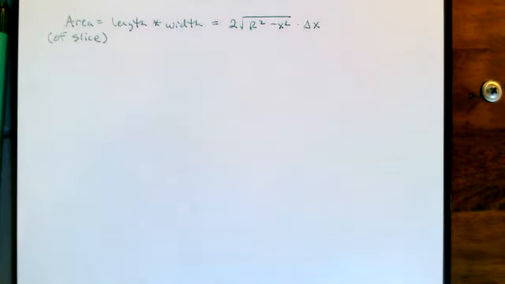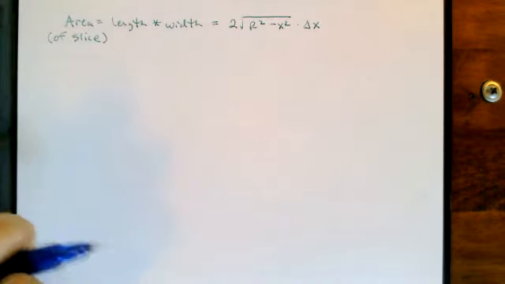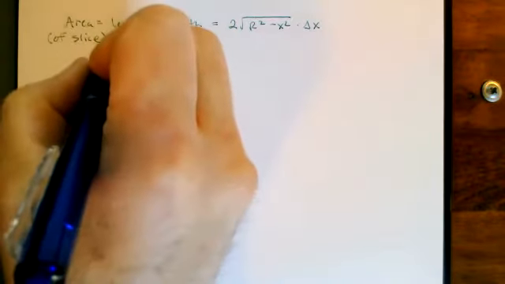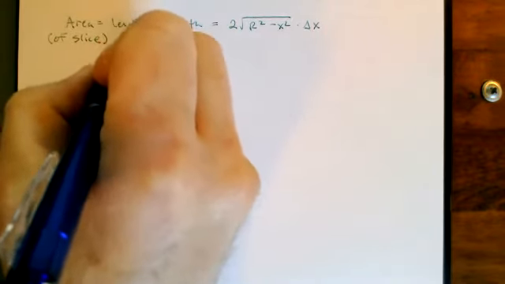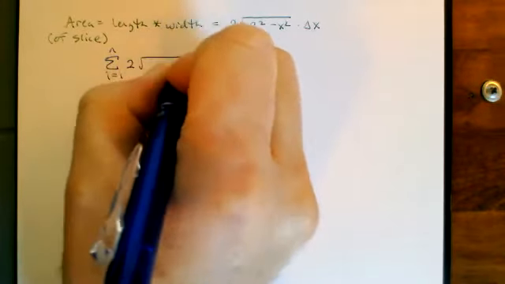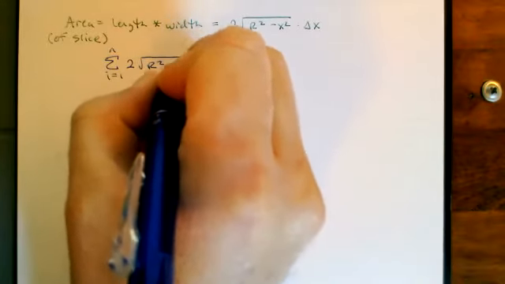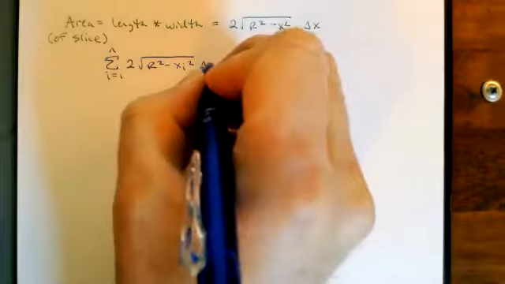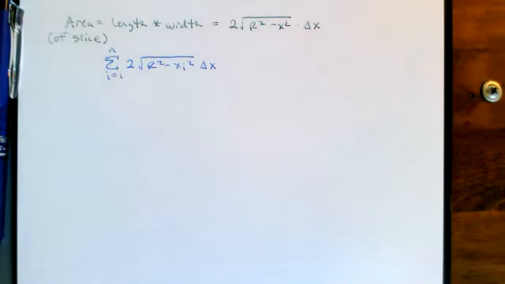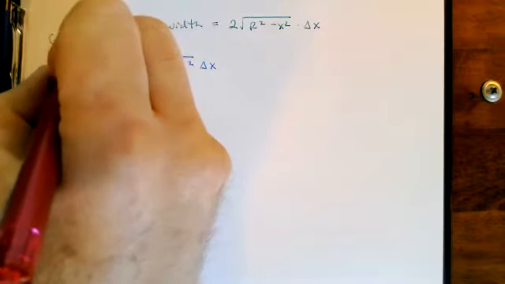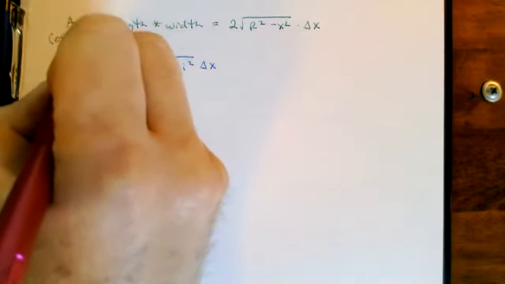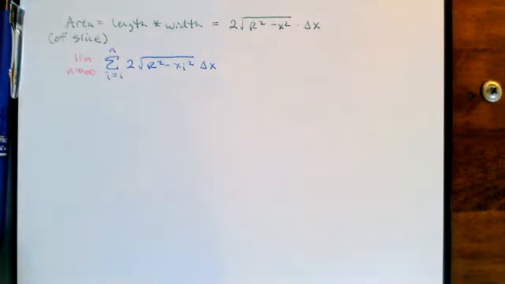Then we just need to make a Riemann sum. So what we're going to do now is add up all such slices. So we start off by breaking it up into n slices, so r squared minus xi squared times delta x. And then we drop the calculus bomb on it. We take the limit as n goes to infinity. Calculus has entered the chat.